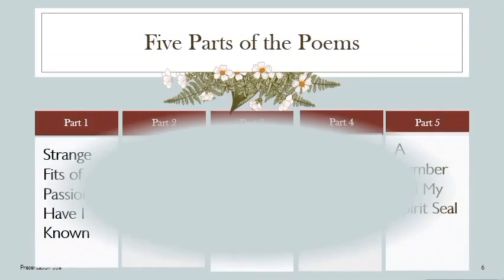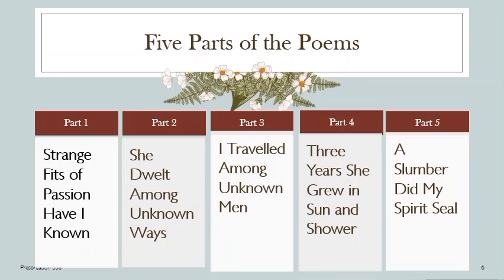In this slide, you will get to know the 5 parts of the poem. So here, the 5 parts of the poem. Strange fits of passion have I known. She dwelt among the untrodden ways. I travelled among unknown men. Three years she grew in sun and shower. A slumber did my spirit seal.